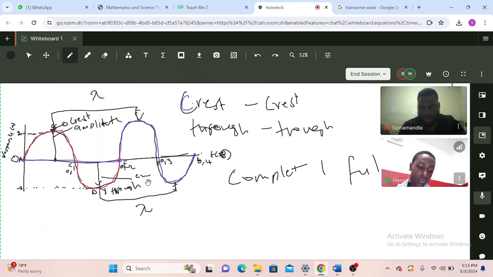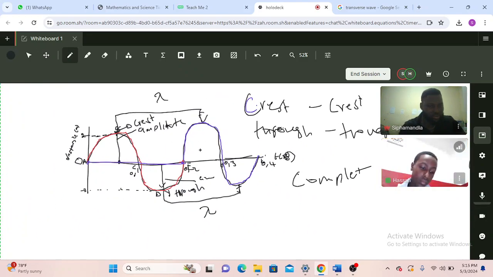Now let's go to here. What is the period of this wave? Now remember, I said the period is the time taken to complete one full cycle. That is the period. Now what is the period of this wave?